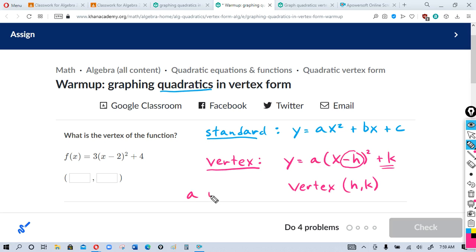And of course, we said before, the coefficient a determines whether it opens up or down. If a is positive, it opens up. And if a is negative, it opens down. So this a in the standard form is the same as this a in the vertex form. I don't think we need that for this exercise, but the next one we will. So you might want to jot these down.